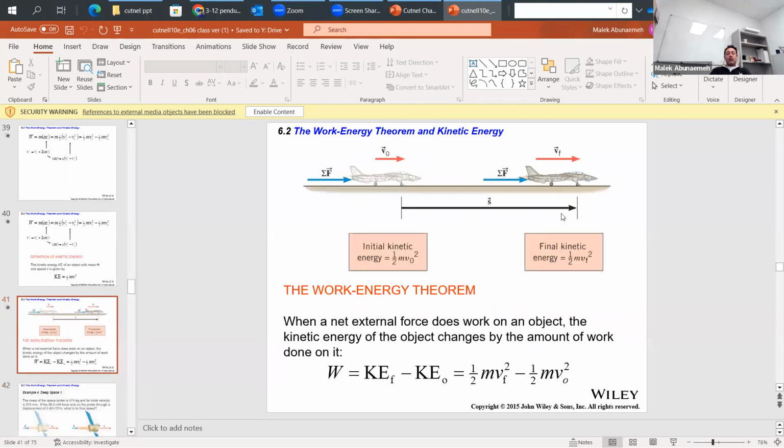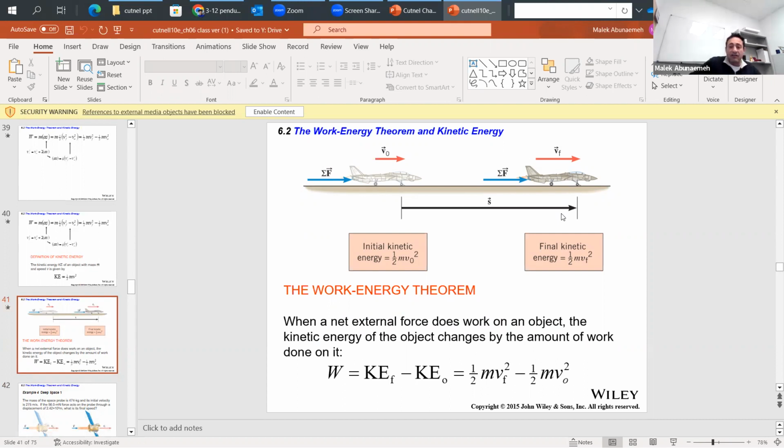And that's what gets us to the work energy theorem. When a net external force does work on an object, the kinetic energy of the object changes by the amount of the work done on it, which is your change in kinetic energy.